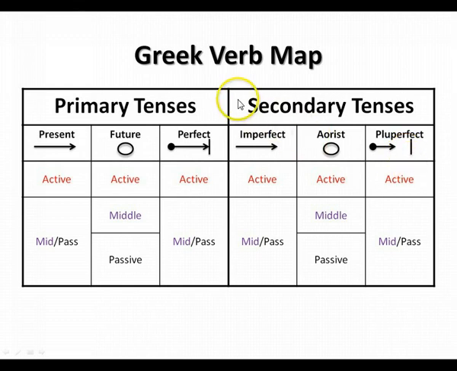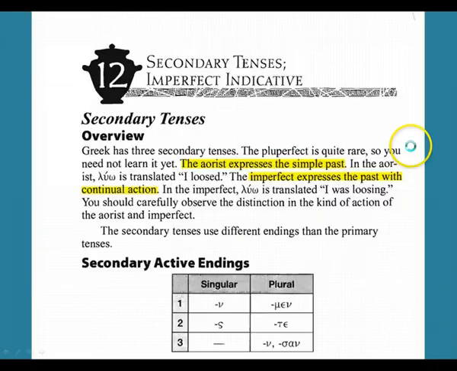Now, the key thing about secondary tenses is that they are all past tenses. So the imperfect is ongoing action in the past, the aorist is action viewed as a whole in the past, and the pluperfect is completed action with ongoing results in the past. Okay? As the textbook indicates, the aorist is simple past. The imperfect expresses the past with continual action.